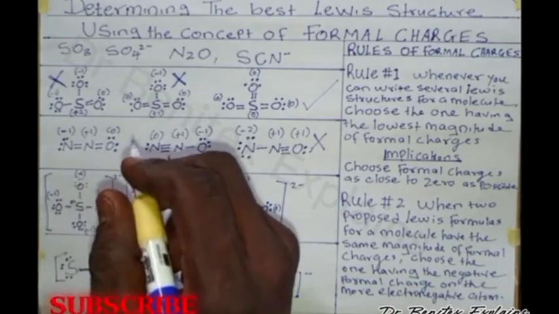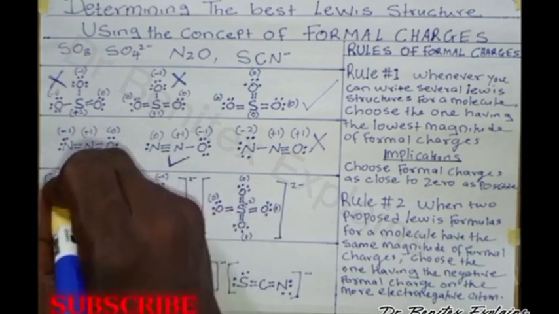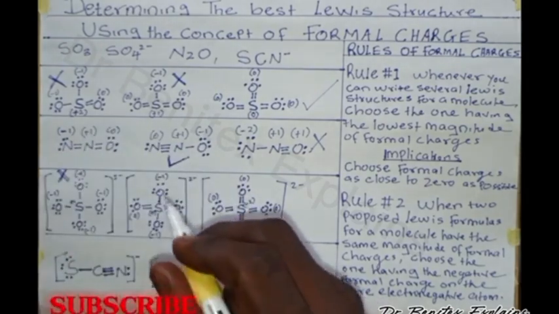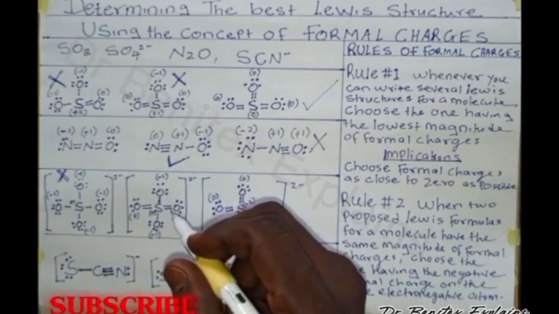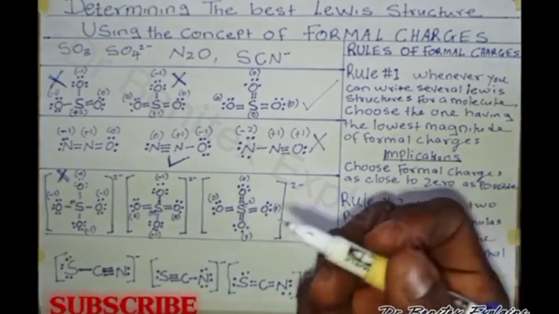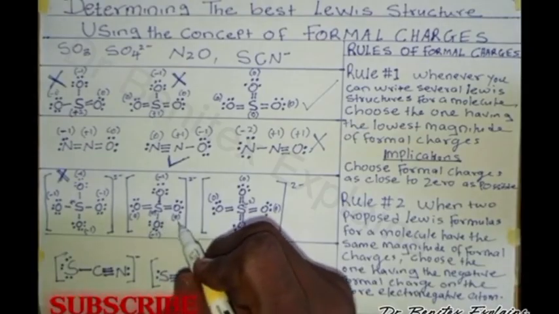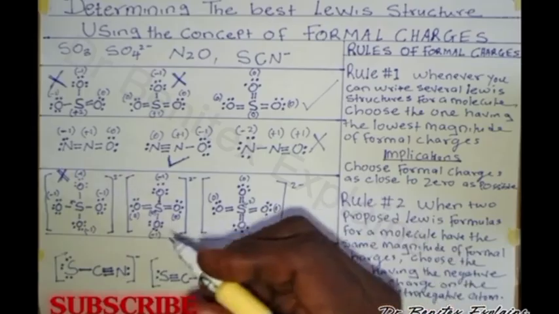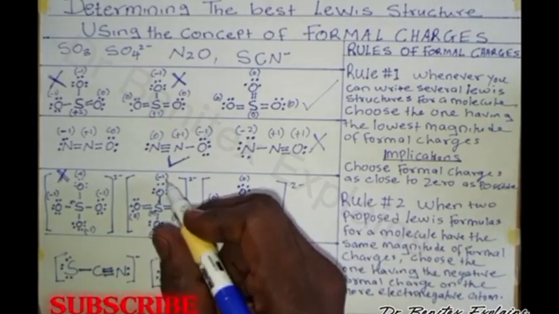So I am not going for this particular structure here. So I'm not going for this one. I'm not going for this one. Let's check the second one. The second one here is kind of okay because it has 0, 0, 0. Okay, it has quite a lot of zeros here. There's a -1 on the oxygen, -1 here.